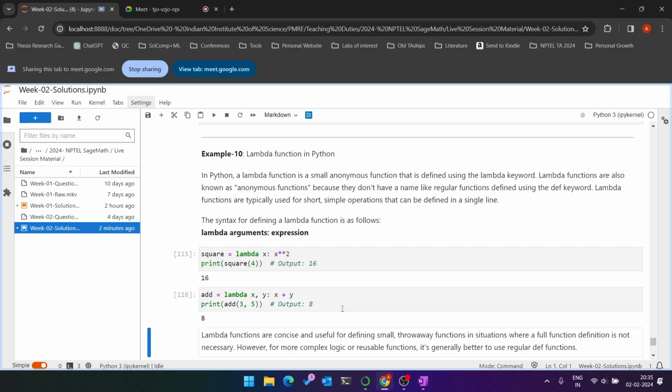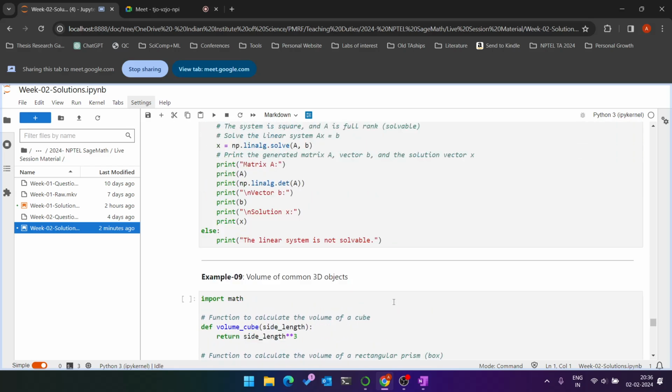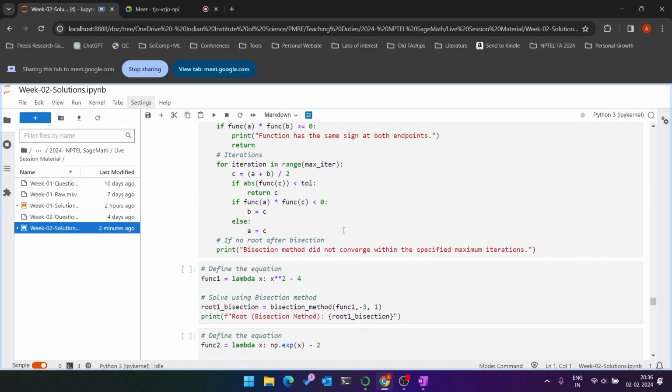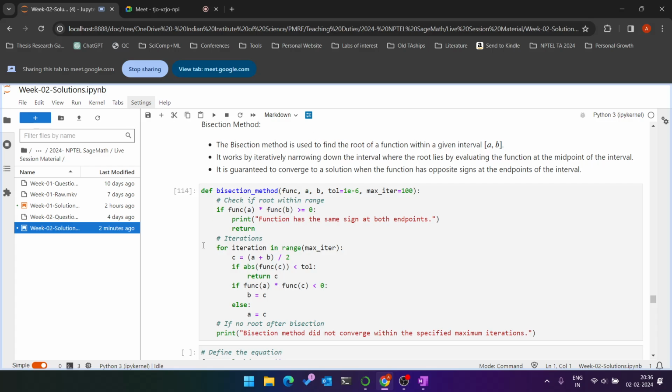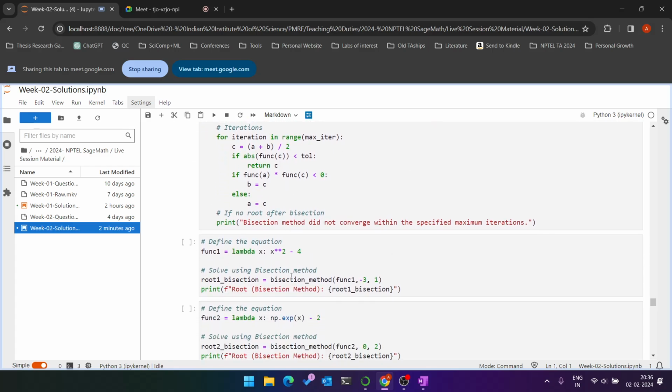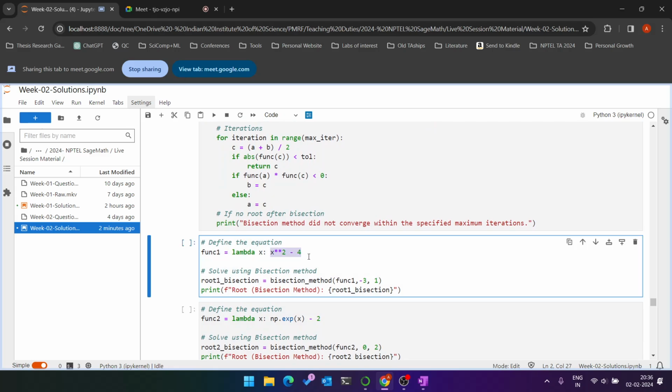So lambda functions are particularly useful when we want to define small throwaway functions, where a full function definition is not necessary. But if you have a complex function, like the bisection method function, you cannot write this in a single line. So here we won't use lambda, but we'll use lambda when defining the function x square minus 4, whose root we are interested in finding.